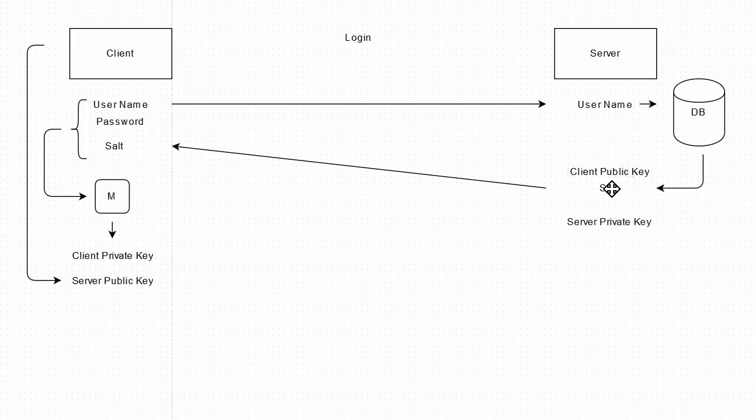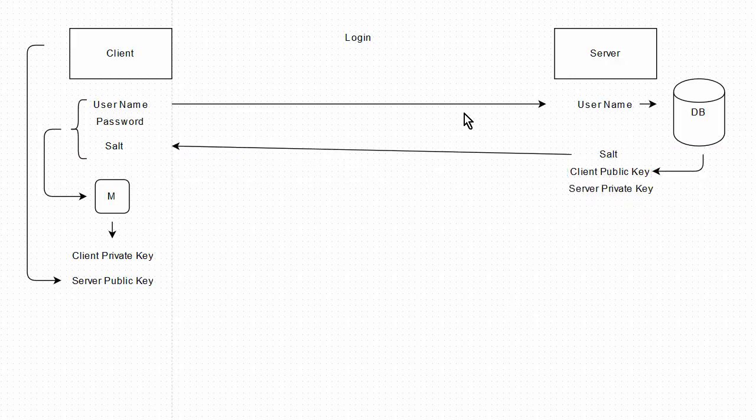Now I'm just going to move this around a little. I'm going to put the salt up here. So to go through the process again, client types in the username and password. The username is sent to the server. The server then goes into its database and it pulls out the salt, the client's public key, and its own private key. The salt is sent back to the client, and the client uses the salt and the password and or the username through process M to derive the client's private key. It grabs the server's public key, which is hard coded into it. So now both sides have each other's public key and have their own private keys. So they now have enough data to generate an encryption key.